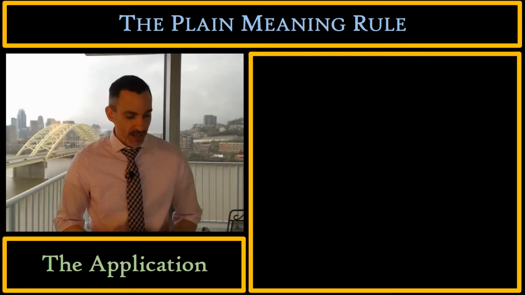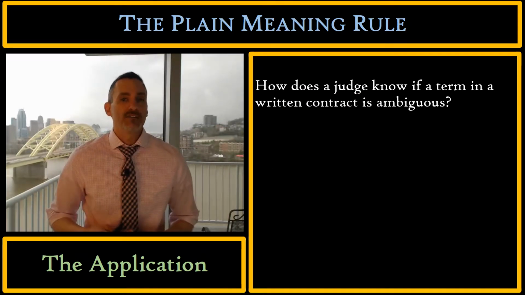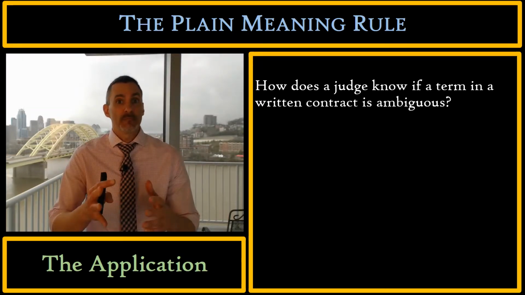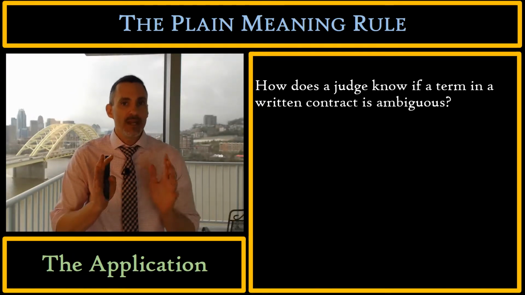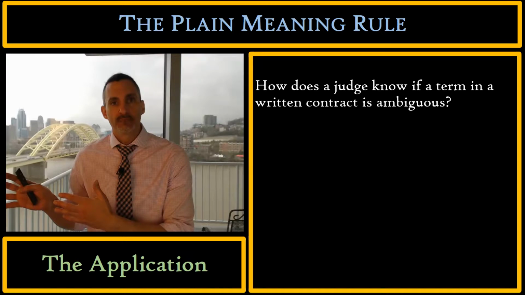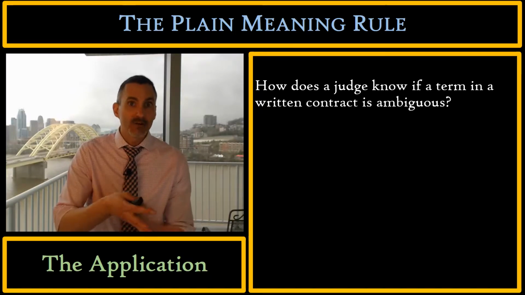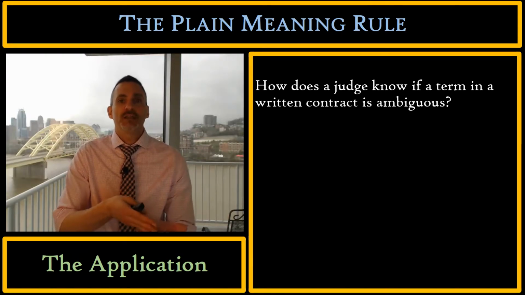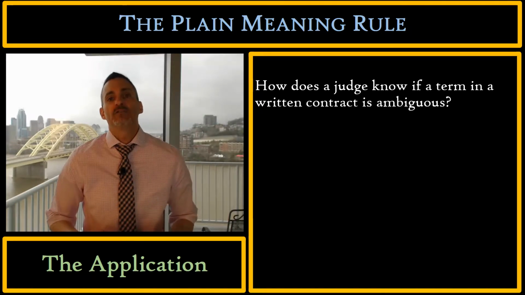All right, continuing on, let's look at the application of the plain meaning rule. How does a judge know if a term in a contract is ambiguous? Remember, the whole idea is that the judge is acting as a gatekeeper. The judge will apply the plain meaning rule to decide whether this extrinsic evidence should go to the jury or not. So it's important for the judge to have some sort of standard to say, yes, this term in the written contract is ambiguous, so we will admit the extrinsic evidence, or for the judge to say, no, this term in the written contract is not ambiguous, and therefore we should not submit the evidence to the jury.